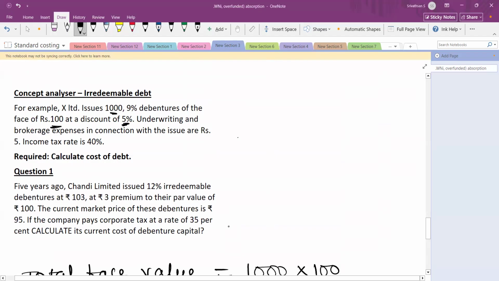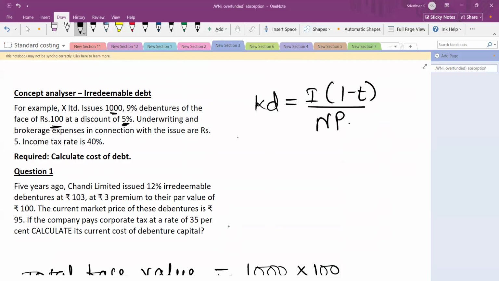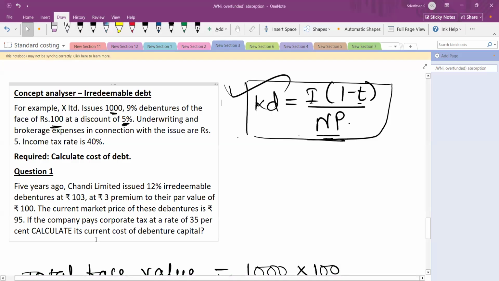See, first, we all know that the formula for calculating cost of debt for irredeemable debenture is I into (1 minus T) divided by net proceeds. So in this formula, I represents interest, T is tax, and NP refers to the net proceeds, which is nothing but the issue price, right? So we can easily solve the question by making use of this formula. But before solving the question using this formula, let's understand it logically. Let's understand how to solve the question without using the formula, and then we will discuss the calculation by making use of the formula. Now let's solve this question without using the formula.